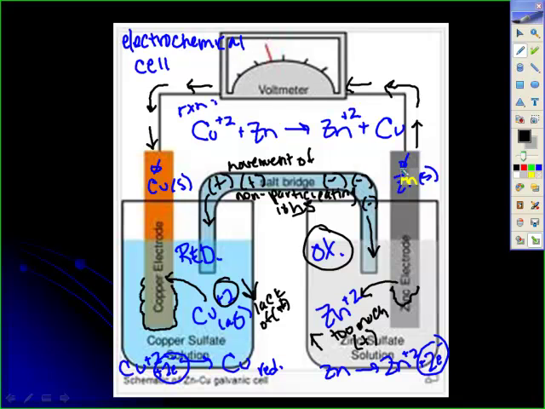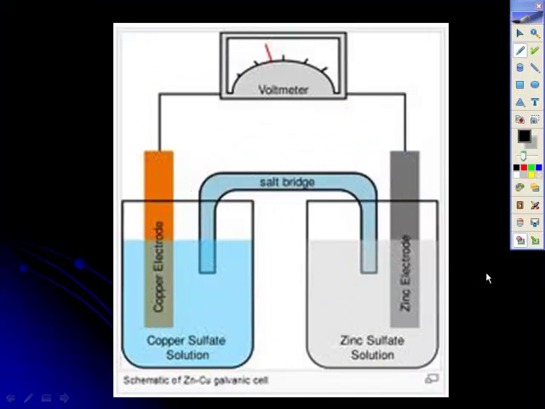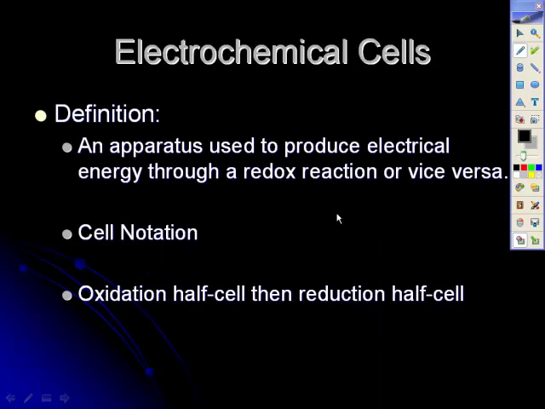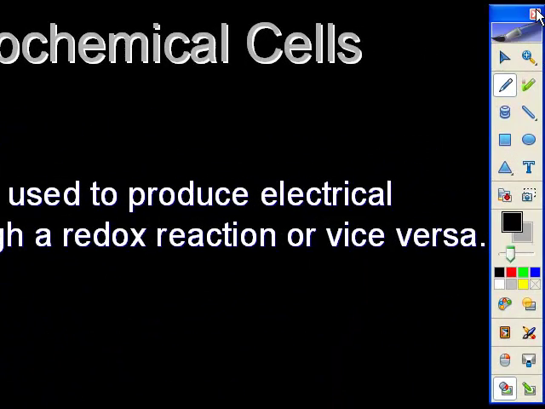And our voltmeter is registering electron movement this way. That's a lot of information. I just want to do the basic setup there. Let's talk about an electrochemical cell in more detail now. So I want you to write down this definition. An electrochemical cell in general is an apparatus used to produce electrical energy through a redox reaction or vice versa. We might produce electrical energy or we might use it to make a reaction happen.